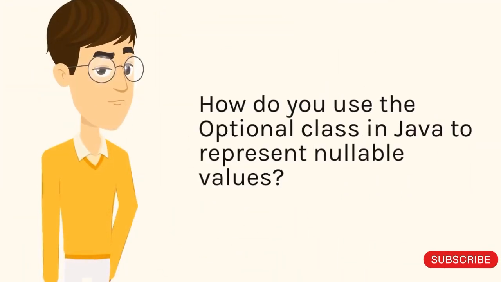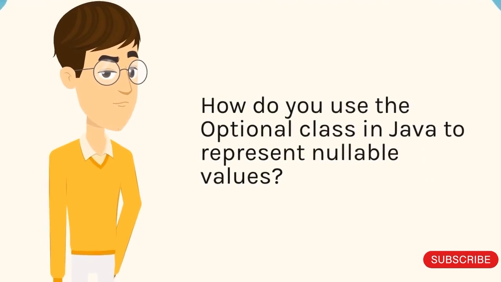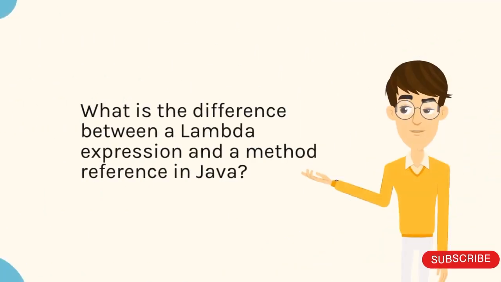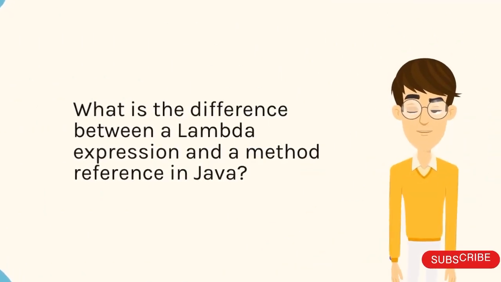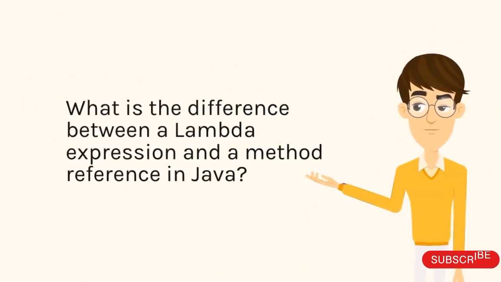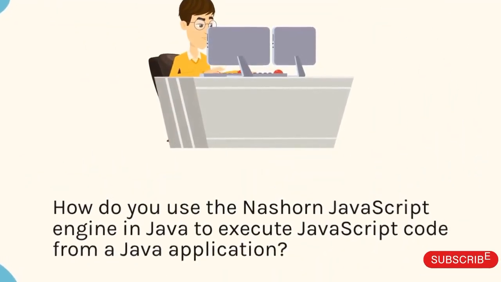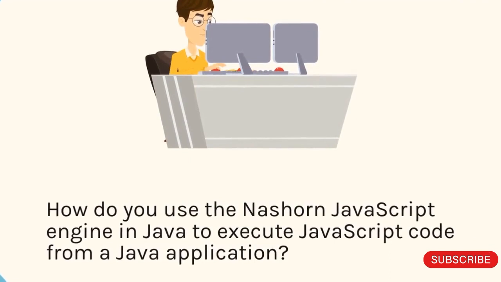How do you use the Optional class in Java to represent nullable values? What is the difference between a lambda expression and a method reference in Java? How do you use the Nashorn JavaScript engine in Java to execute JavaScript code from a Java application?